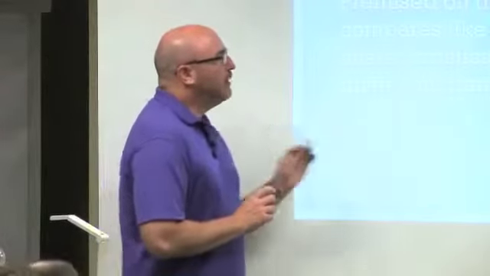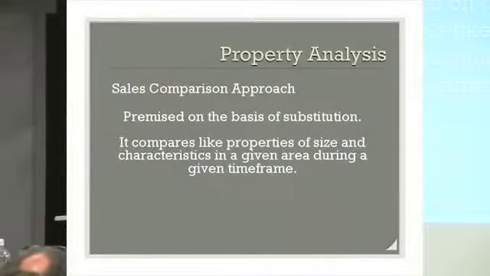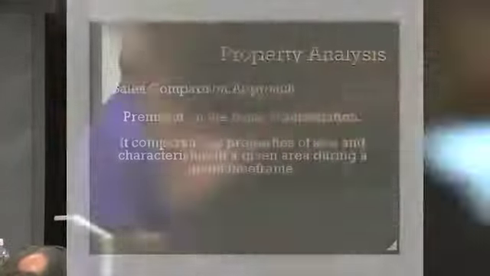the sales comparison approach, the definition of that is it's premised on the basis of substitution. It compares like properties of size and characteristics in a given area during a given time frame. So we're taking all of the properties that have sold that are similar in size, in characteristics, and we're comparing those to our subject property. Okay?